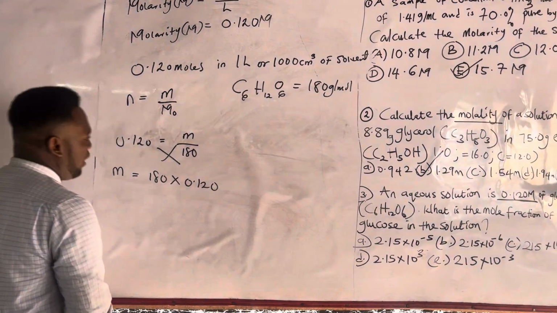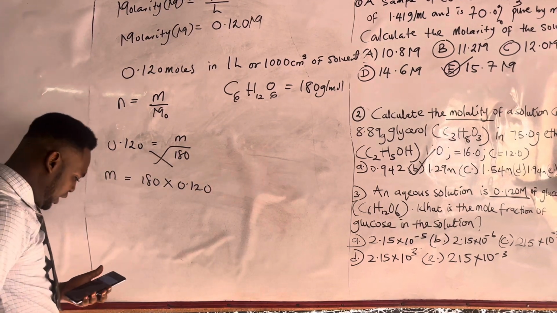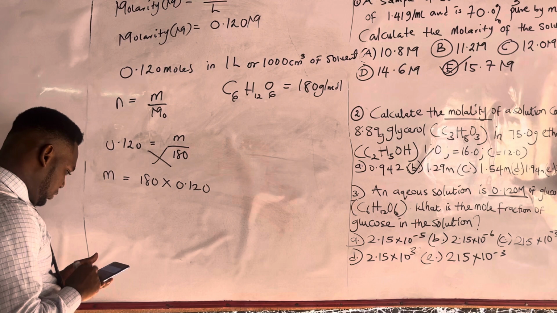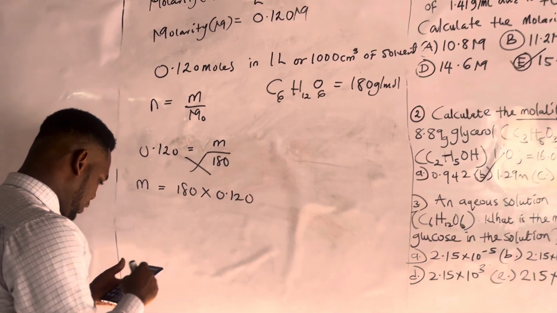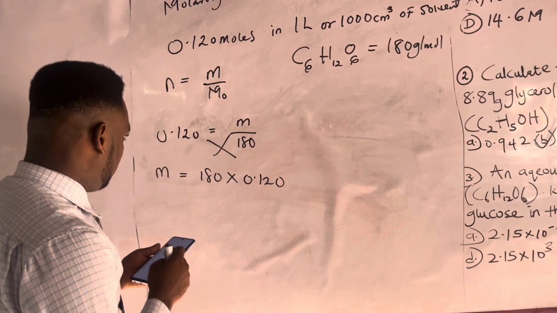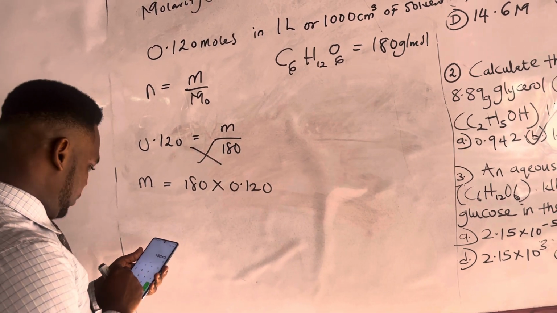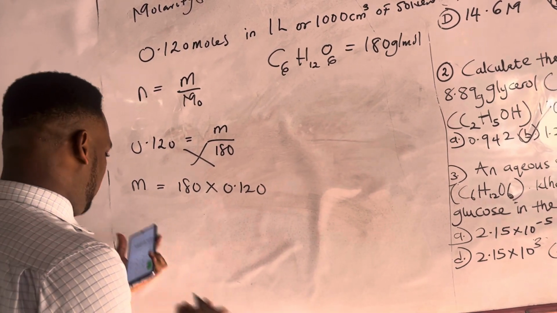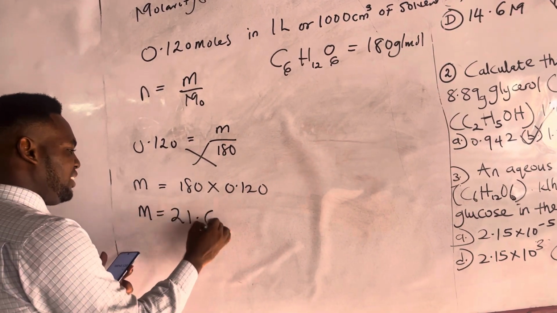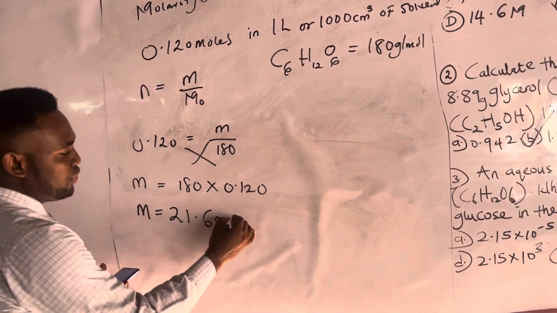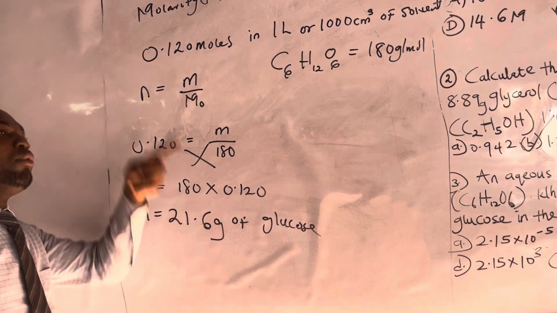If we do that very well, I grab my calculator now, so you grab yours now. All right. So calculator, we say 180 multiplied by 0.120. We have it as 21.6 grams. So the mass of glucose in that question is what? 21.6 grams of glucose. So this is the mass from molarity. This is how to get mass from molarity.